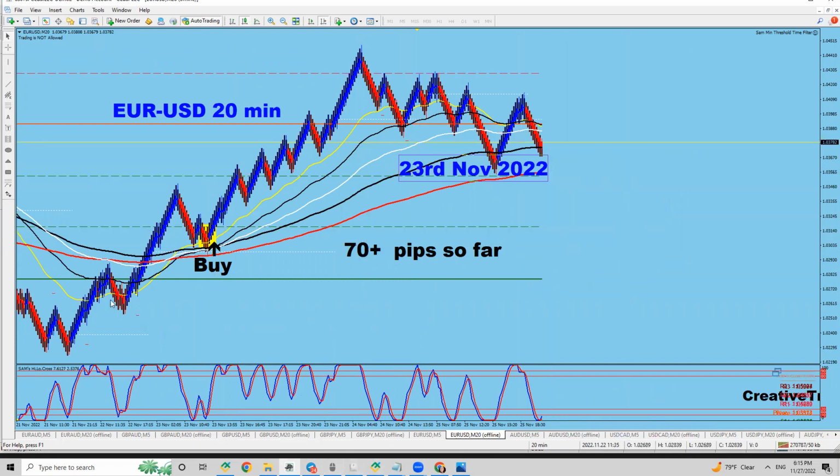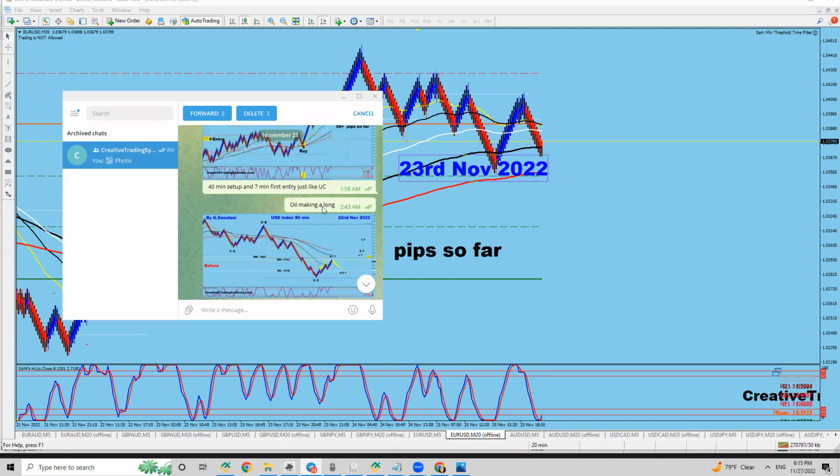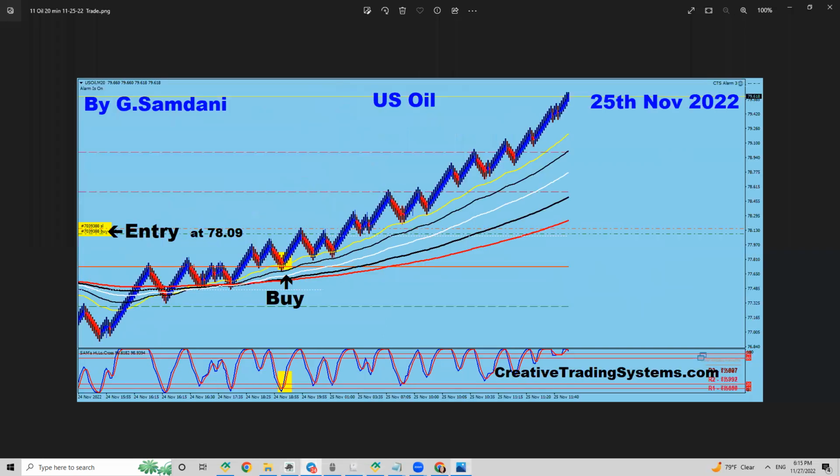And even before that, I had this one here from here to here for 50 pip as well, which I didn't post. I told my subscribers in the webinar, actually. So anyway, that's what I have on here. Oil is making a long, and that's with the long trade in oil as well. US oil by order right there.